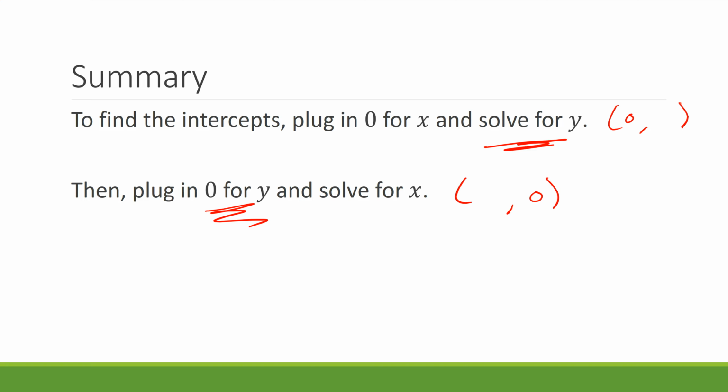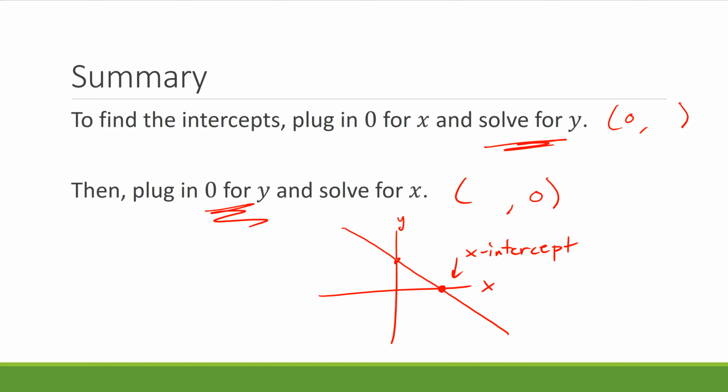Just a reminder too, I don't know if I made this super clear in the video. Remember, the x-intercept is where the graph hits the x-axis. So this is the x-intercept. And the y-intercept is where the graph hits the y-axis. So this would be the y-intercept. So just in case that wasn't clear in the video, there it is for you.